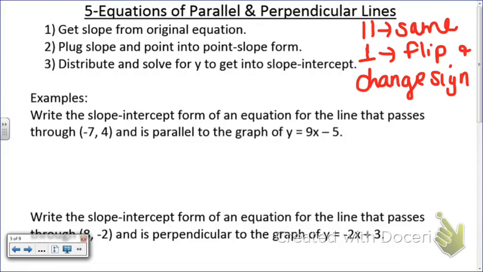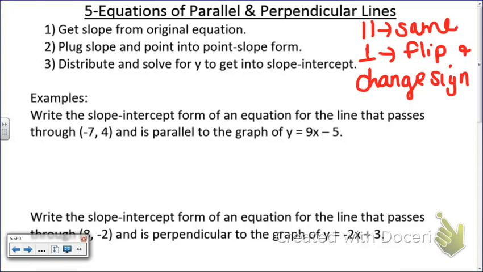Once we have done that, we're going to have to take our slope and our point and plug it into point-slope form. It wants my final equation in slope-intercept form, therefore we have to distribute and solve for y. Let's look at our first example.